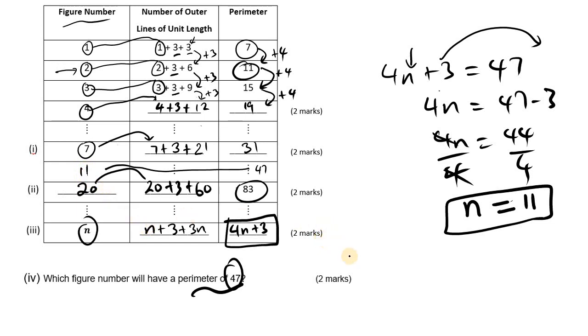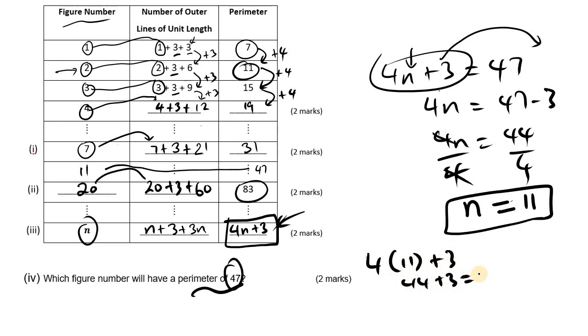All right, so let's check it out, using the formula to get the perimeter. 4 times the figure number of 11 plus 3. Let's see, 4 times 11 is 44 plus 3 is 47, the perimeter. Yeah, so that answer is which figure number? The figure number is 11. That's it.